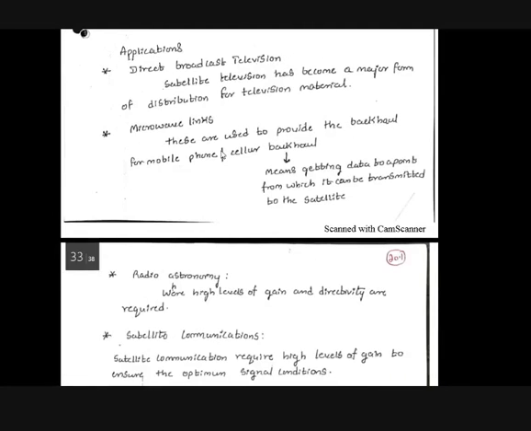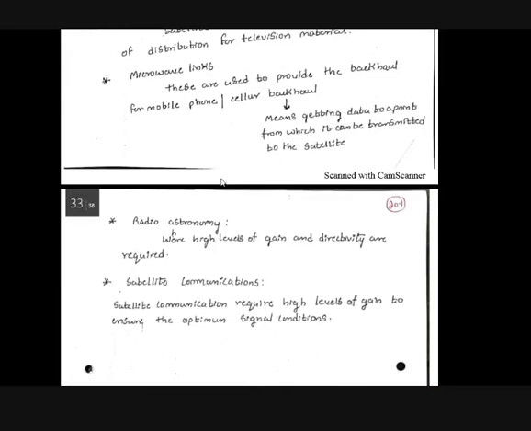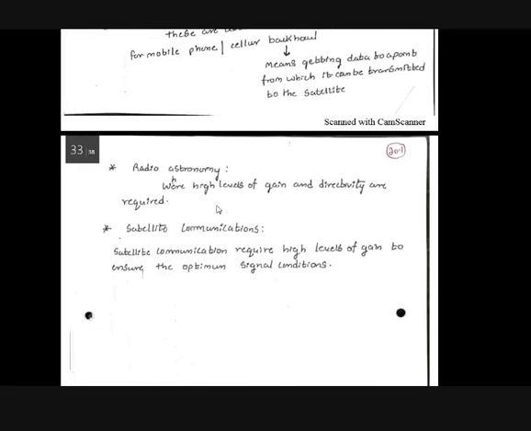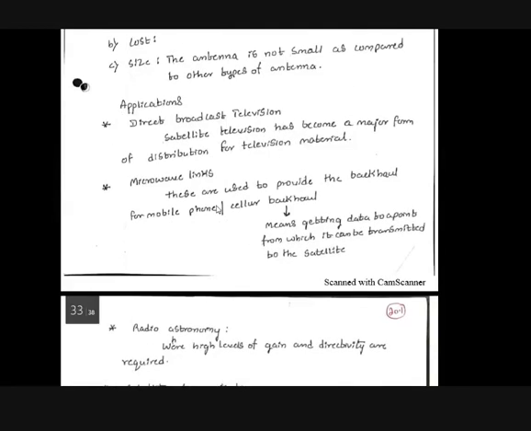What are the applications? Direct broadcast television, DTH, where satellite television has become a major form of distribution for television materials. Microwave links. Radio astronomy, where high levels of gain and directivity are required. And satellite communication. These are the four areas where the parabolic reflector is utilized.